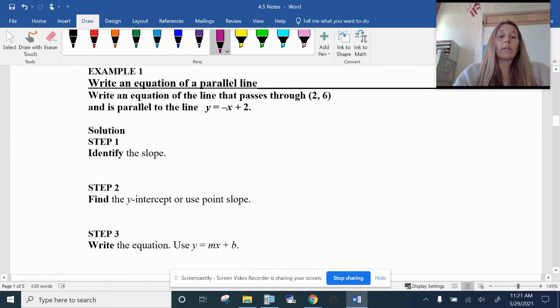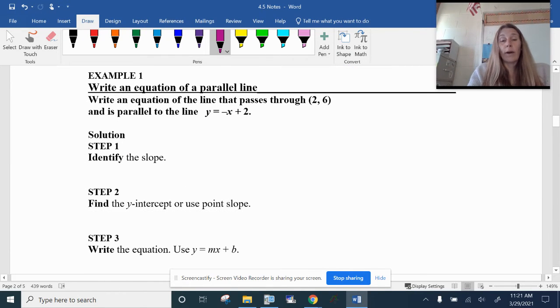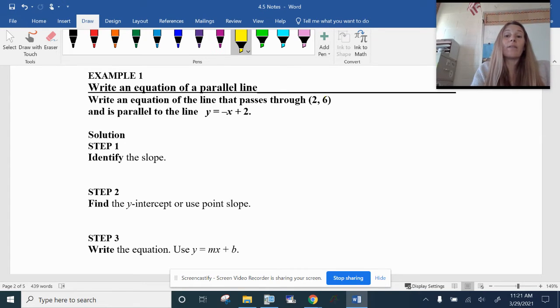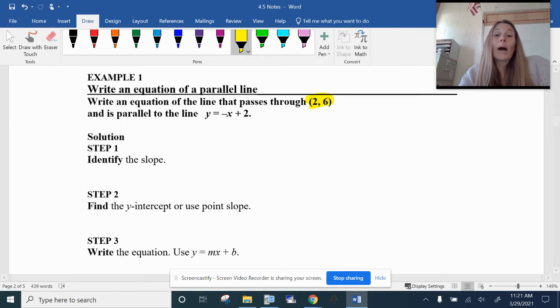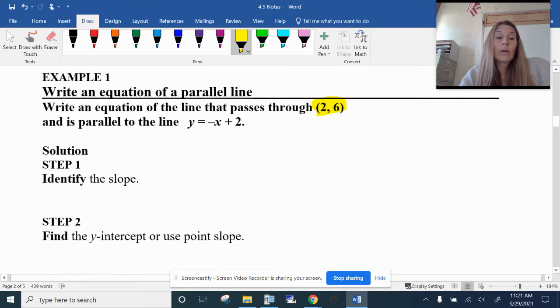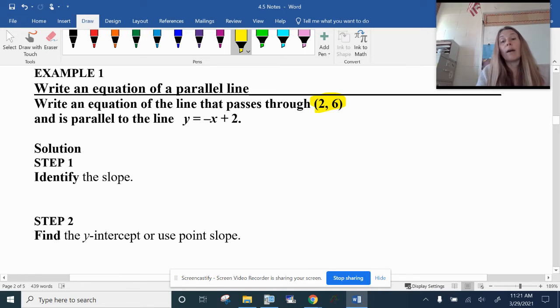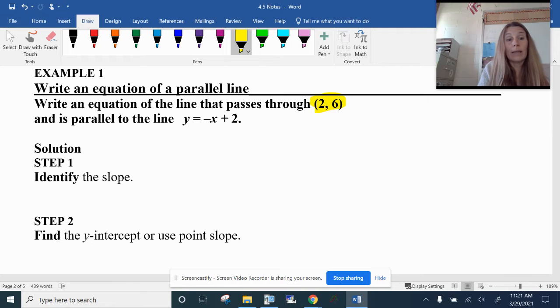Okay, so now I'm going to give you an example where we're going to write the equation of the parallel line, just like we did in that chart. However, it's going to tell us specifically it's going through this point. So we can't just make up any y-intercept this time. We have to be specific and find the exact parallel line that's going to go through this point here.